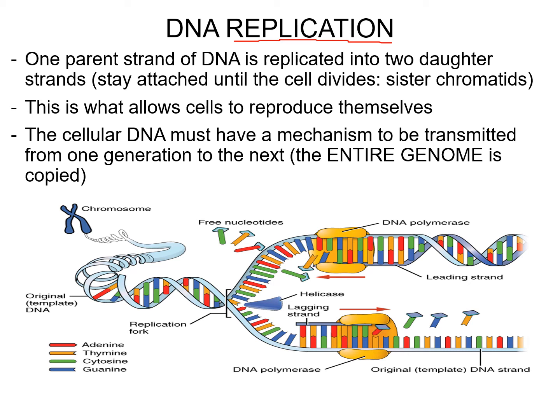So as you can see, one parent strand of DNA, a parent strand meaning the original DNA, is replicated into 2 daughter strands. And why we say daughter, I honestly don't know. It's just we have a parent cell and they make 2 daughter cells, or 2 strands, which are going to make cells. And what we're going to have eventually is 92 chromosomes, 2 sets of 46. So as I mentioned in the previous slide, the entire genome is copied.